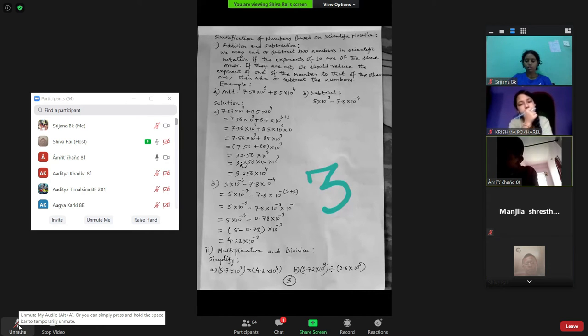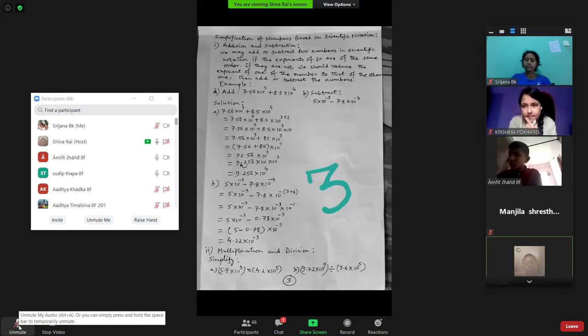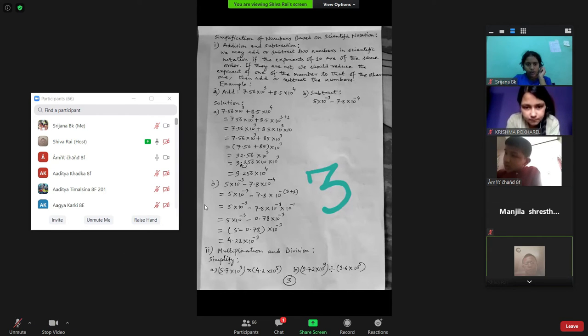Okay, so look here. Now we are getting 9.256 into 10 cube. Now if you multiply 10 into 10 cube, you will get 10 to the power 4. Finally we are getting 9.256 into 10 power 4. It is in the form of scientific notation. The value of A is 9.256 and 10 to the power n is 10 power 4.